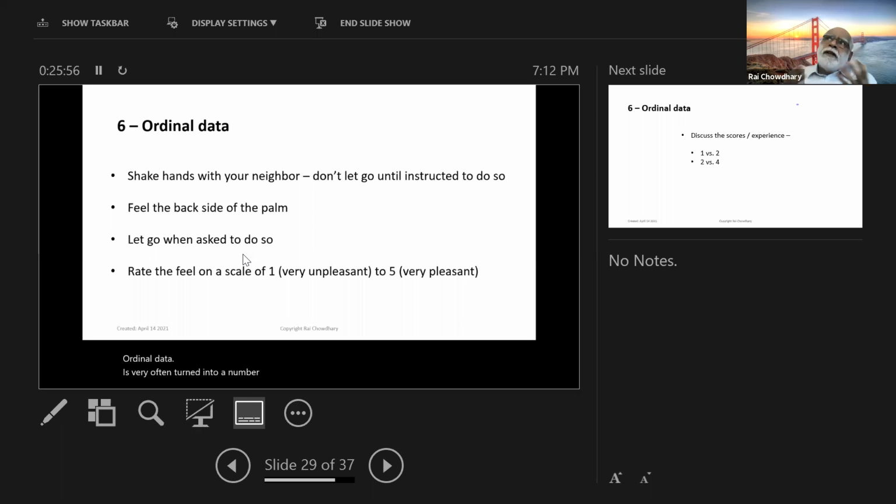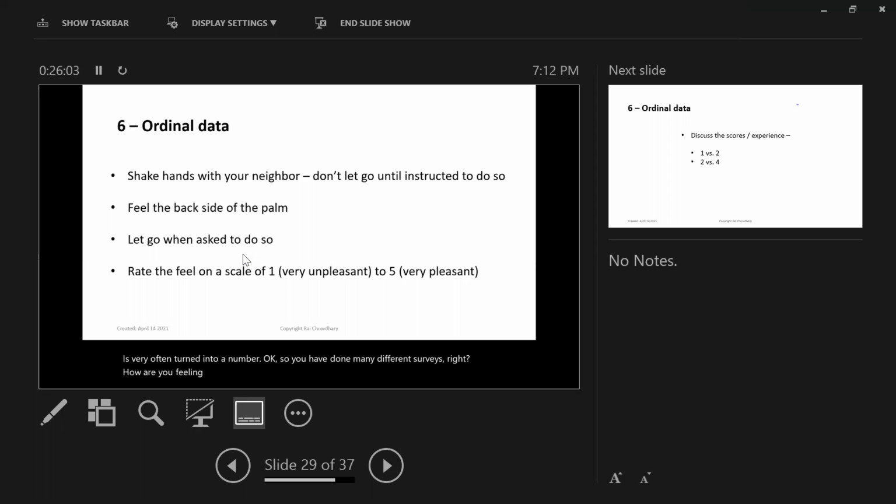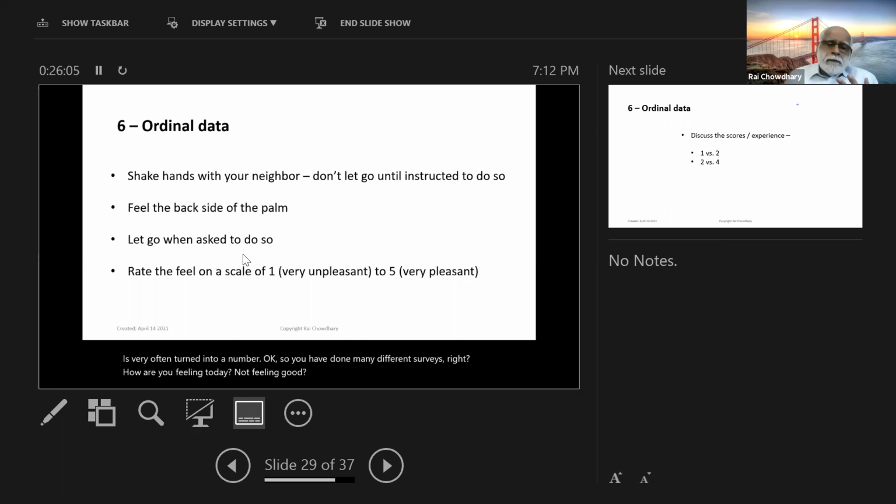So you have done many different surveys, right? How are you feeling today? Not feeling good, just so-so, feeling very good, elated. I am in heaven. So now you have got 5 different answers and they are rated on a scale from 1 to 5. And then people start doing all kinds of statistics on that. Sometimes the scales will go from 1 to 7, and that's okay. You can choose whatever scale makes sense to you.